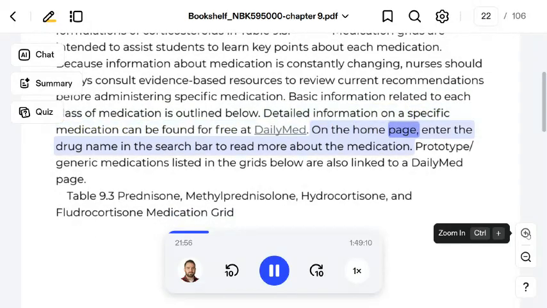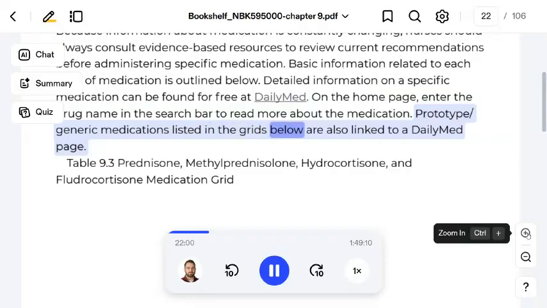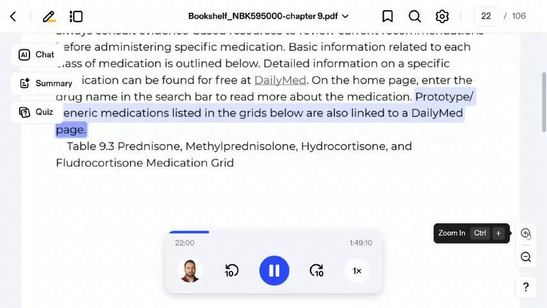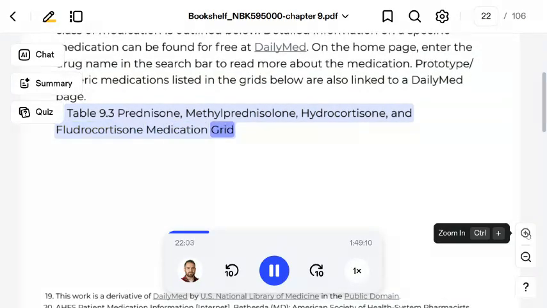On the home page, enter the drug name in the search bar to read more about the medication. Prototype generic medications listed in the grids below are also linked to a DailyMed page. Table 9.3: Prednisone, methylprednisolone, hydrocortisone, and fludrocortisone medication grid.